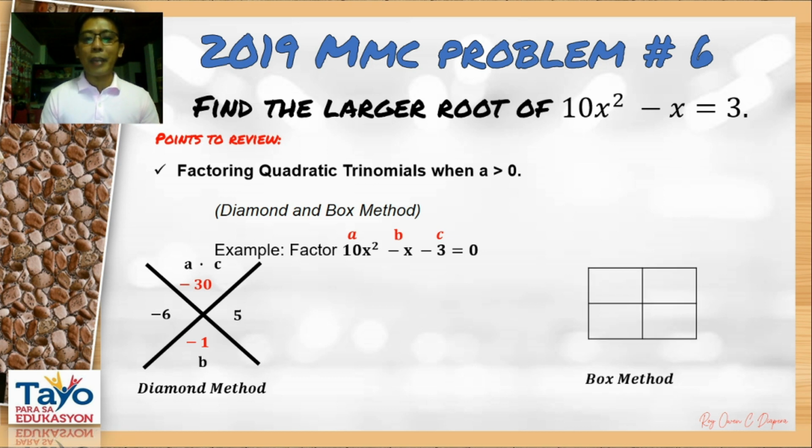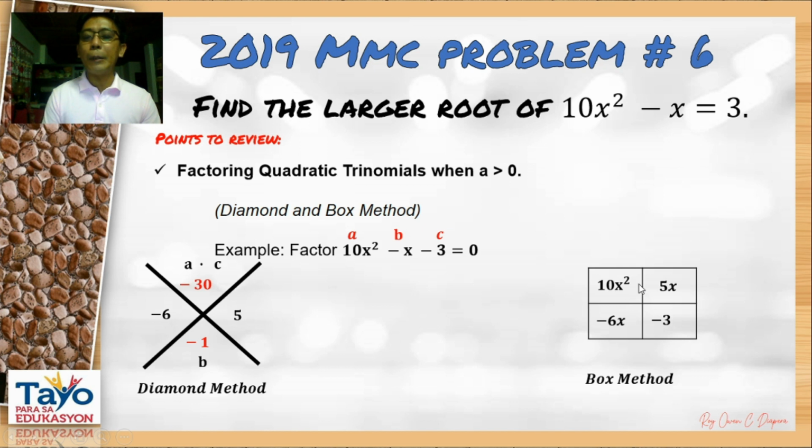So in the box method, what you are going to do first is you write the first term of the given trinomial, 10x squared, and in this area is the last term of the quadratic trinomial. So ito na, negative 6x and 5x. So we just put x sa negative 6 at saka 5x to work the box method. So how do we do that?